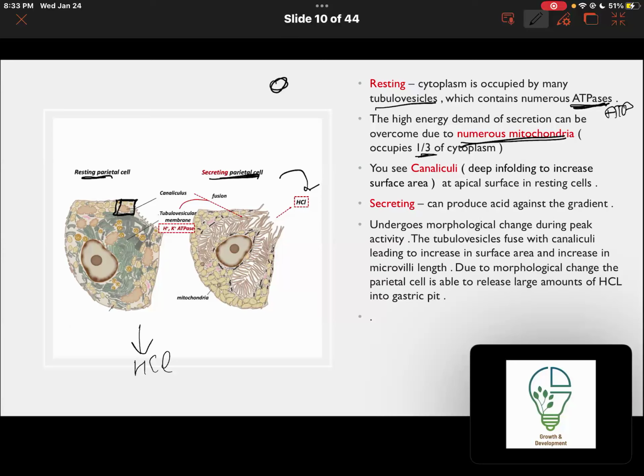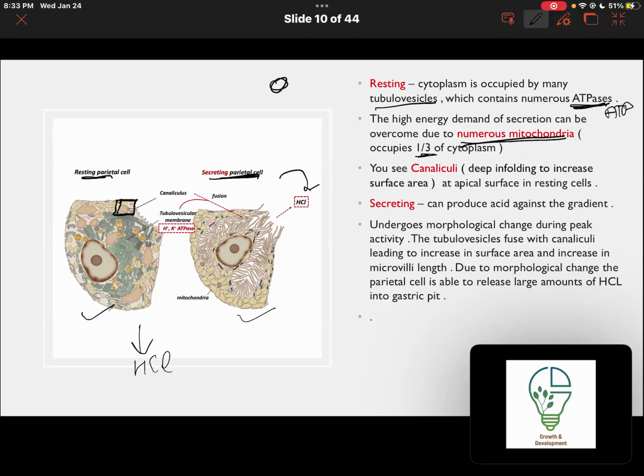So now we're going to move on to the secreting cell, which is a cell that's actively producing HCl. The first thing you can notice from the picture itself without even reading anything is that look at how much it has changed. Like the one on the right, this one, looks nothing like this. Like they look completely different.